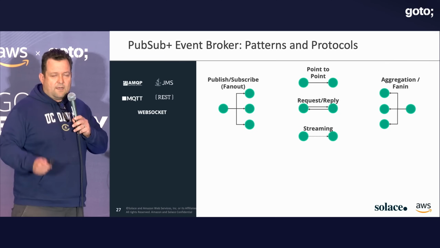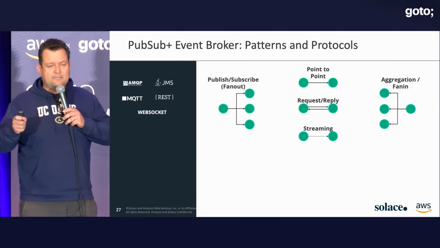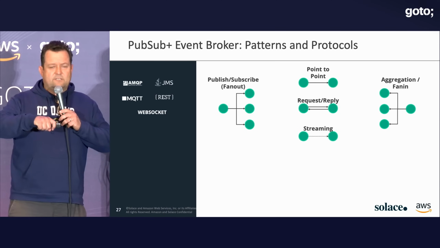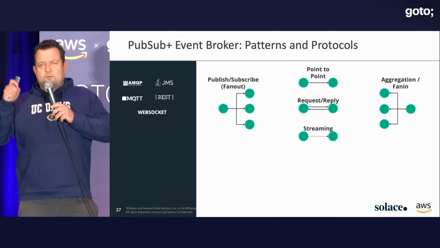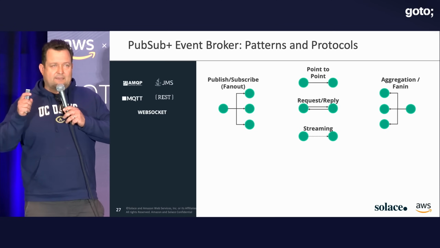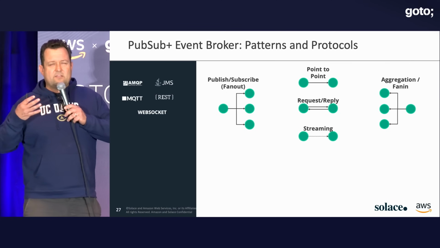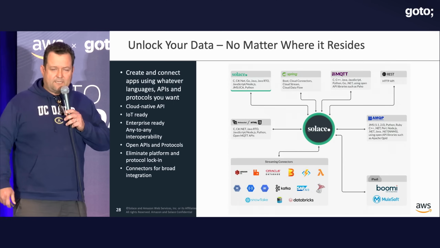Okay, so support for open source and open standards is key. AMQP, JMS, MQTT, REST, WebSockets. These are all natively supported by the broker, and patterns like fan out, fan in, point-to-point, request-reply, streaming, et cetera. So it's very robust in how it can share data.